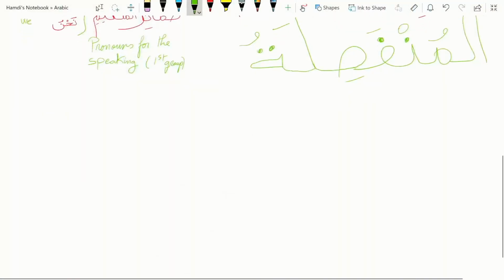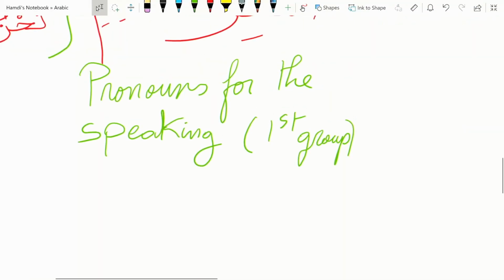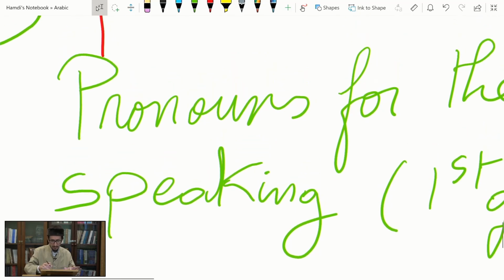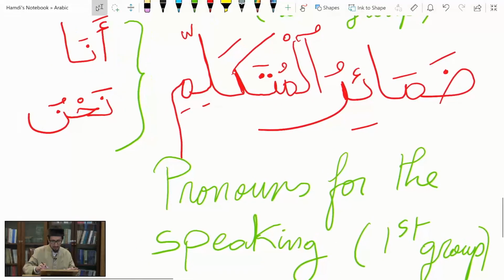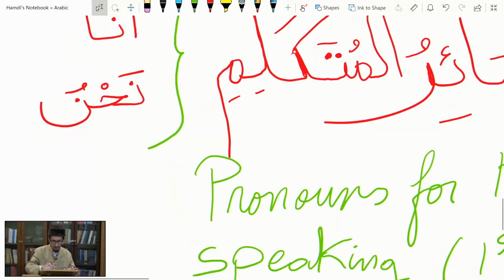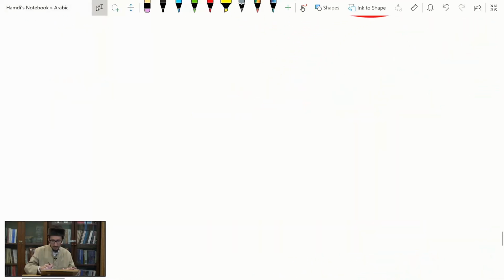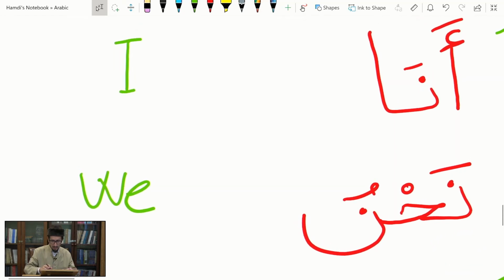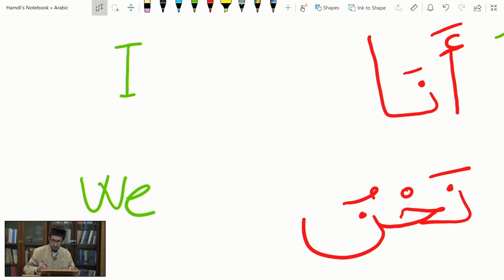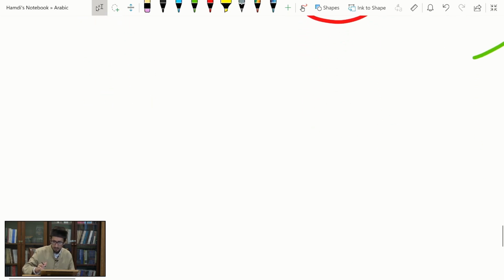Can we go to the attached pronouns now? Let us go to the attached pronouns. It's very easy. Let's go to our size first of all. I think this was our size. Now, we continue like this now.